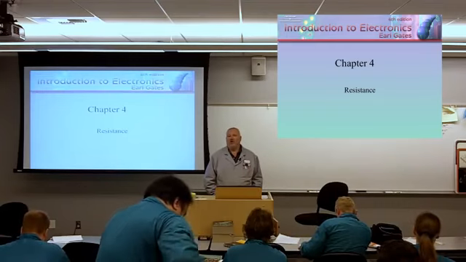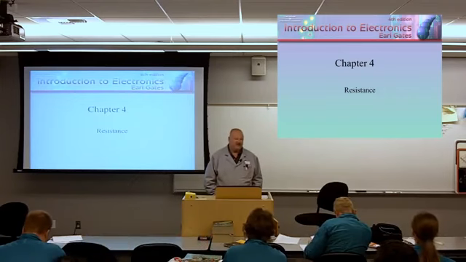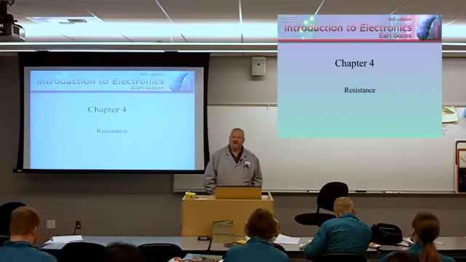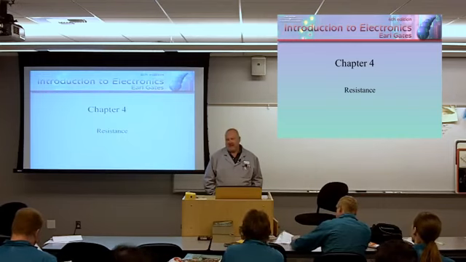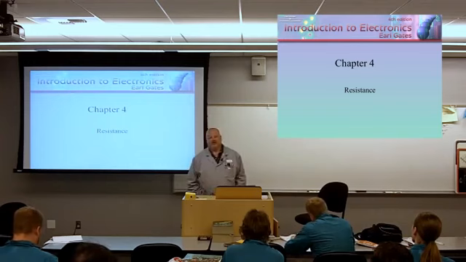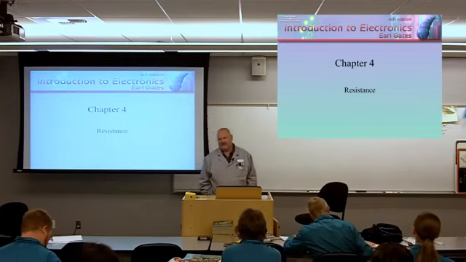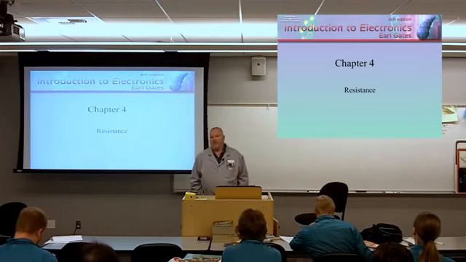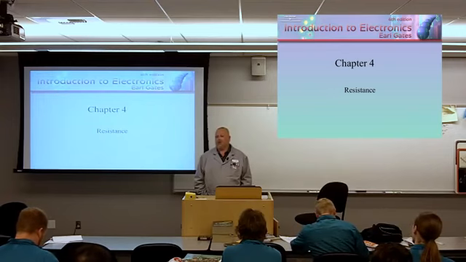So we call that flow of electrons current. Current, the flow of electrons in a specified direction, and that specified direction is negative to positive. And every 6.24 times 10 to the 18th electrons equals 1 coulomb. 1 coulomb per second equals 1 ampere. So we talked about current already.